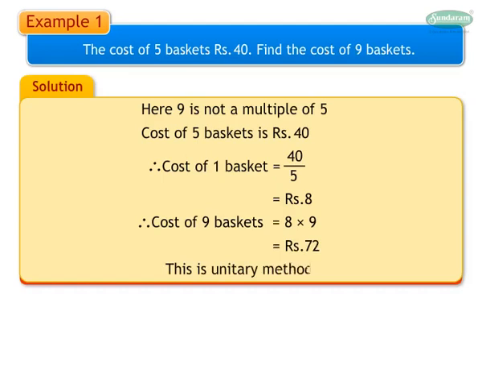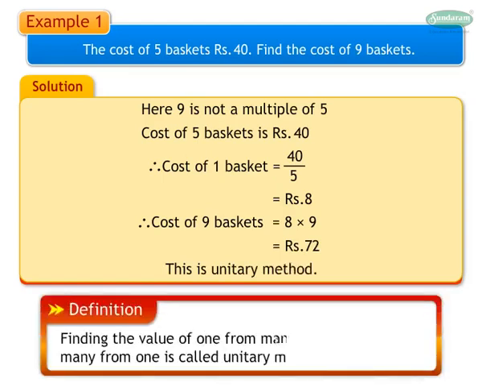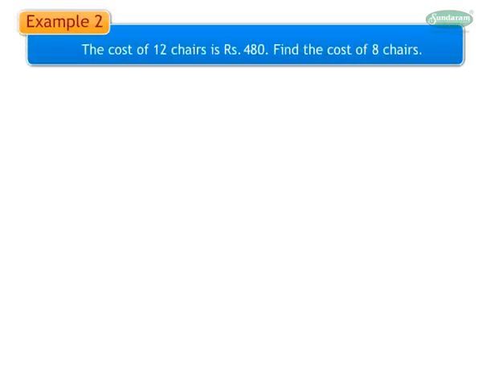This is the unitary method. Finding the value of 1 from many and the value of many from 1 is called the unitary method. Example 2. The cost of 12 chairs is rupees 480. Find the cost of 8 chairs.